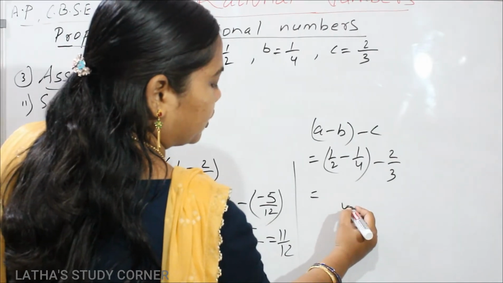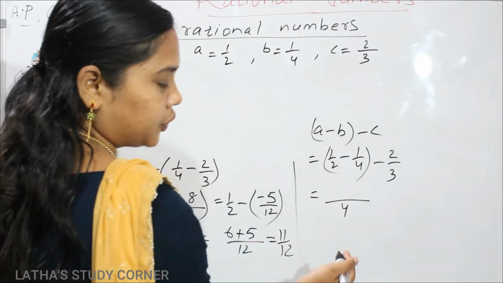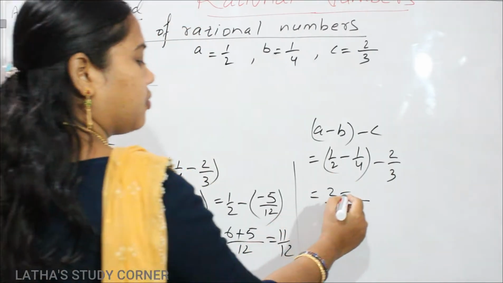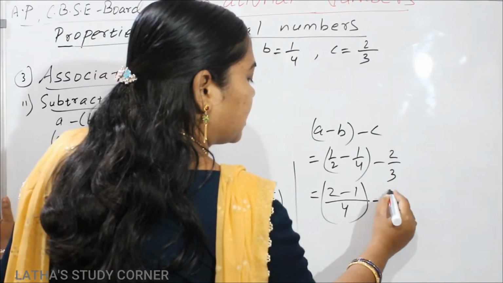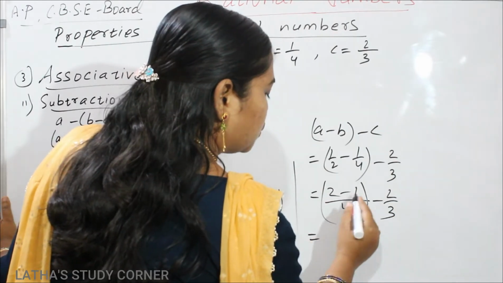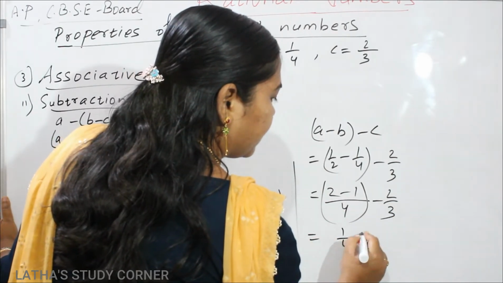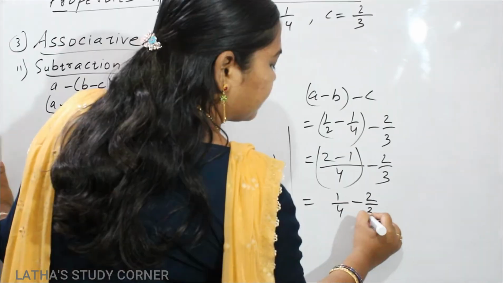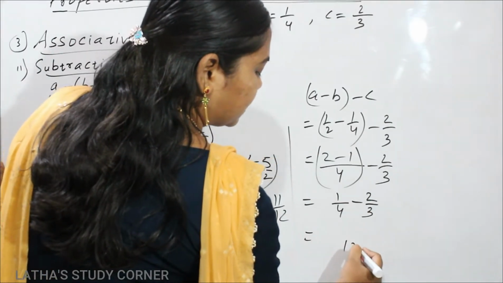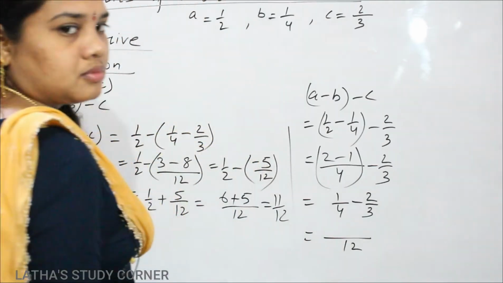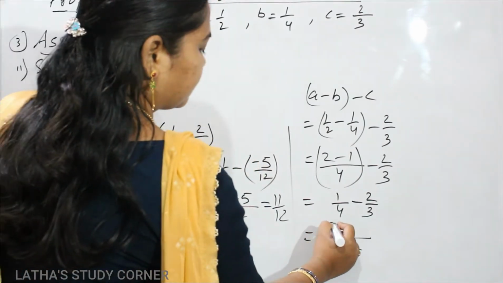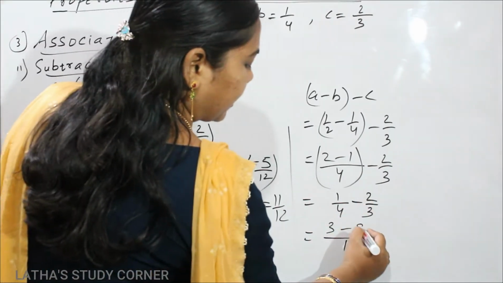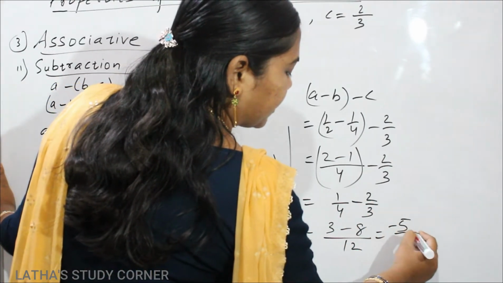LCM of 2 and 4 is 4. 4 by 2, 2 into 1, 2, minus 4 by 4, 1, 1 into 1, 1, minus 2 by 3. So 2 minus 1, 1 by 4, minus 2 by 3. LCM of 4 and 3, 12. 12 by 4, 3 into 1, 3, minus 12 by 3, 4, 4 into 2, 8, minus 5 by 12.